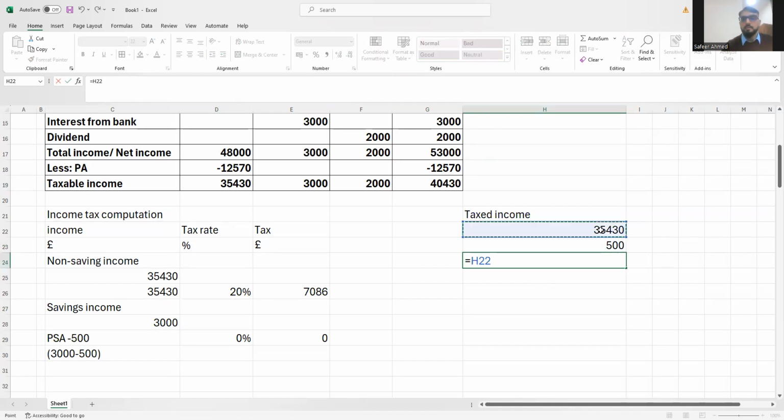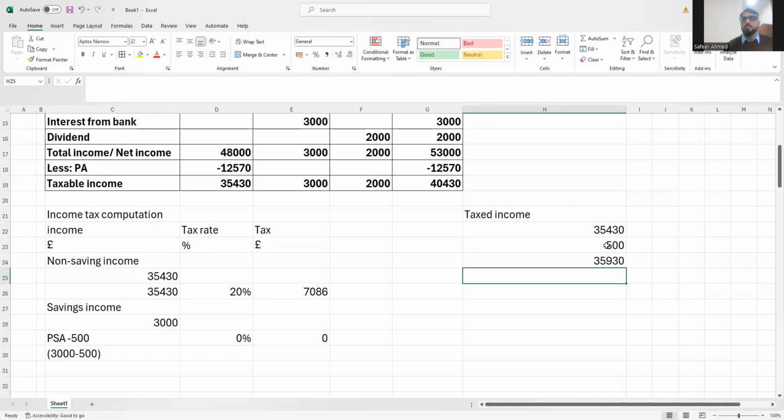Now if you think about it, it gives you this much, 35,930, and 3,000 minus 500, that's 2,500. If you add that in, we just want to establish what rate you will be paying. Now you can see that that's 38,430. Now we know that up to 37,700 it is basic rate, and more than 37,700 it is higher rate, which is for the non-savings, and for savings it is 40%.